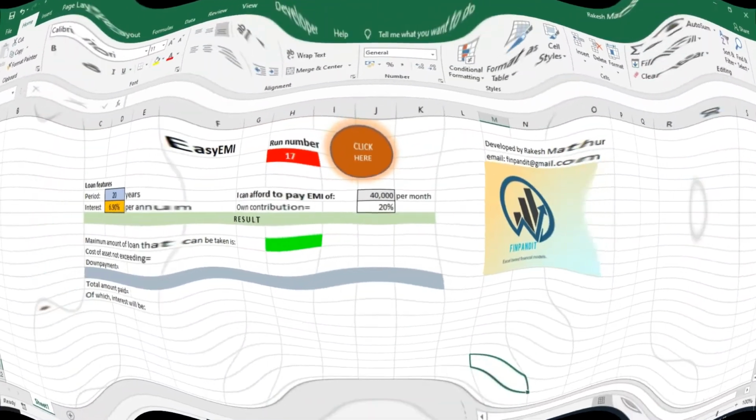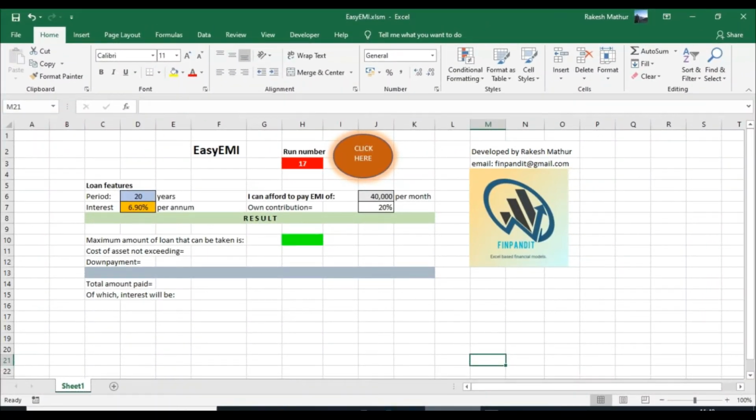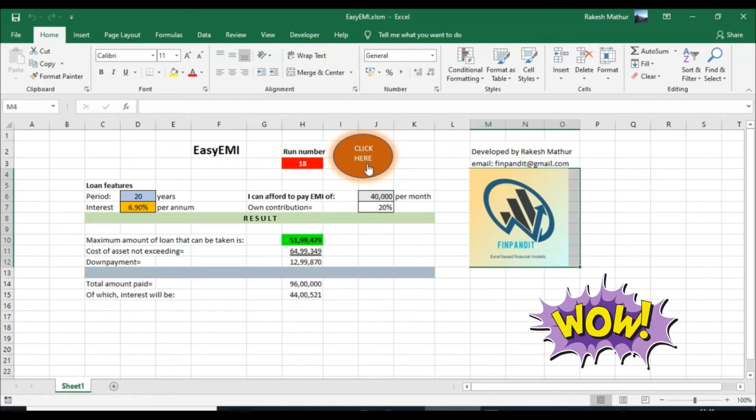This is where Easy EMI will come to your help. I key in the period, which is 20 years, interest, which is 6.9%, the affordable amount of EMI which I am willing to pay is 40,000 rupees, own contribution which is required to be made is 20%. I just click here. Wow, immediately I get the result.